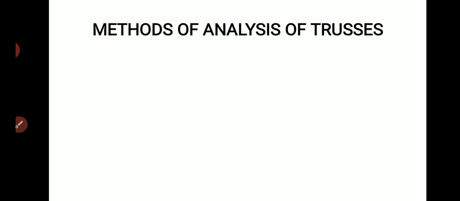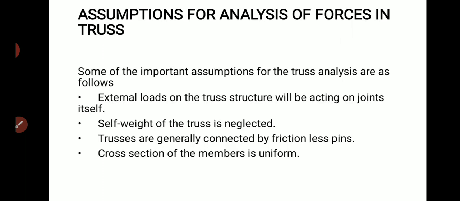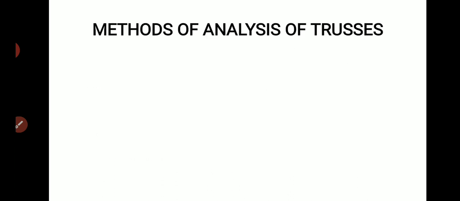So I repeat it. The external load will act on the truss only at the joint itself. The self weight of the body is negligible. The support for a truss will be hinged or pinned support. The cross section of the member will always be uniform.